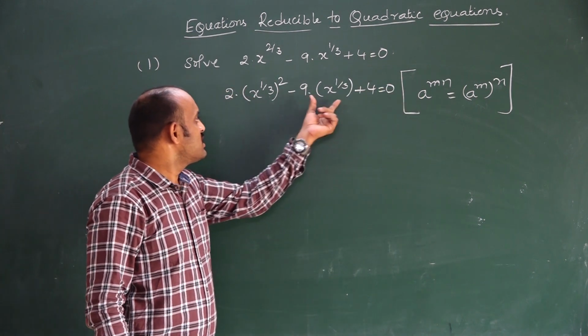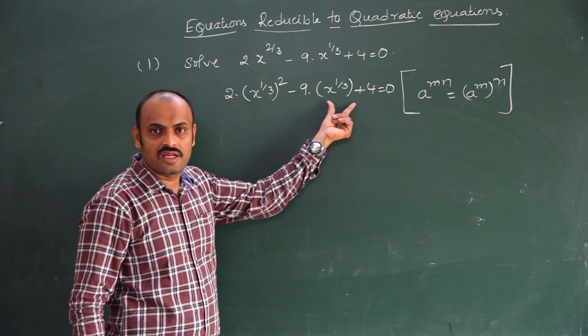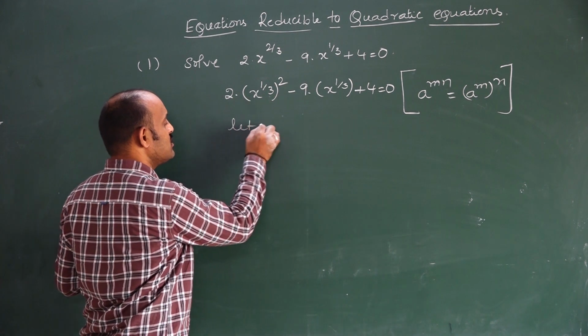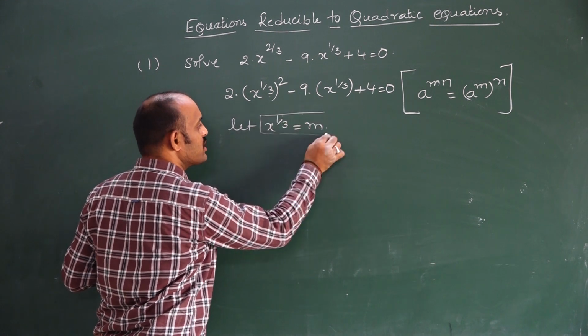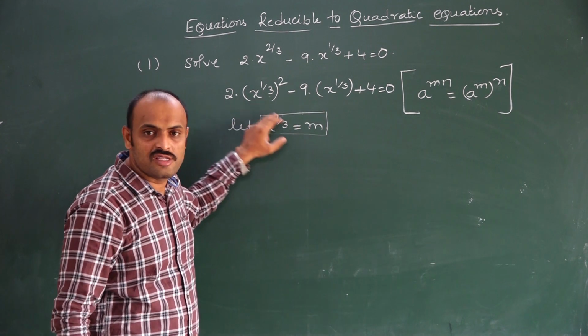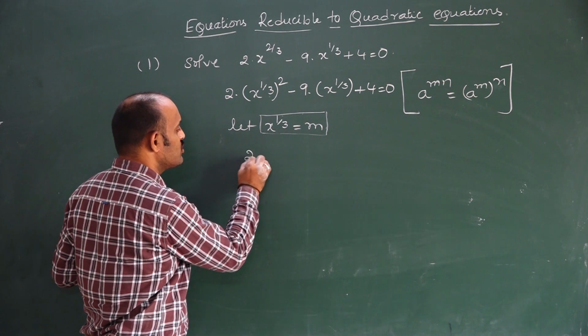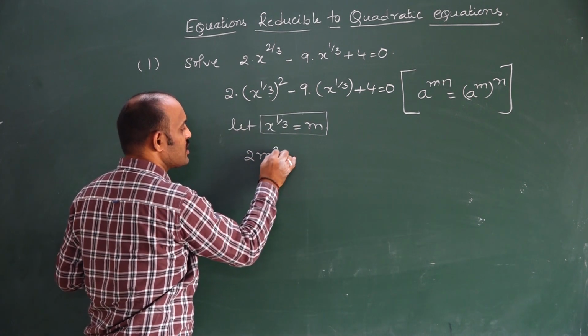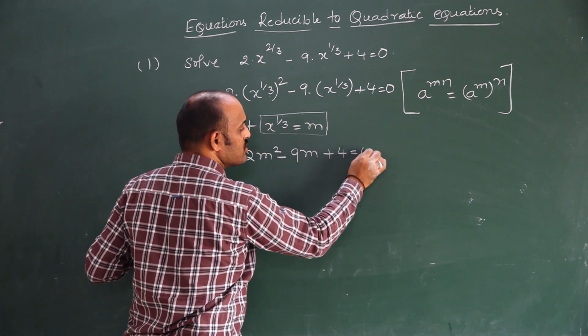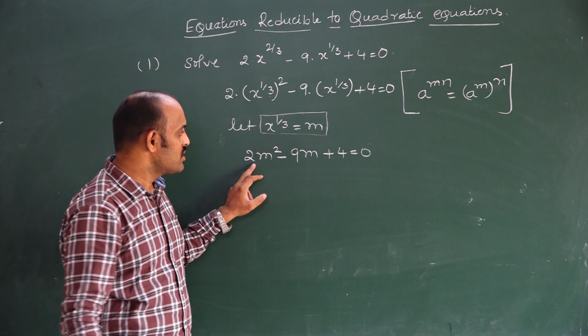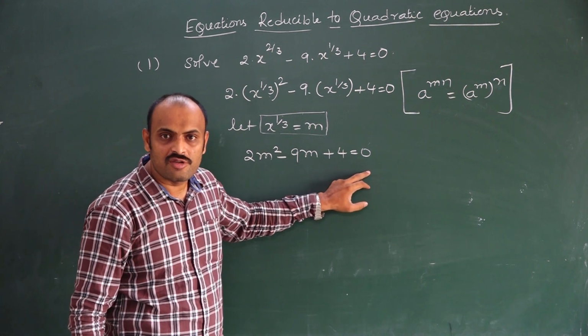So in both the terms, x power 1 by 3 is there. Let x power 1 by 3 is equal to some m. This is very important. Let x power 1 by 3 is equal to m. Therefore 2 m square minus 9 m plus 4 is equal to 0.